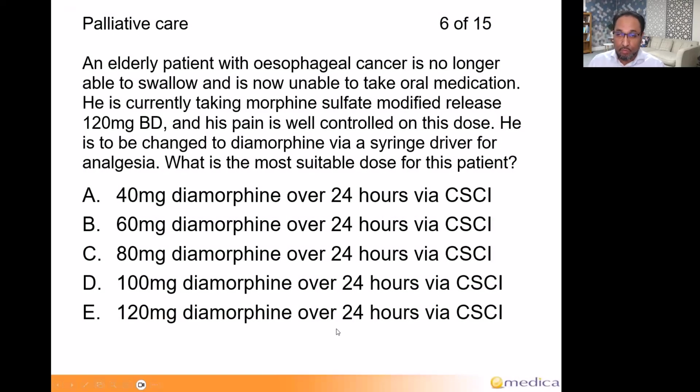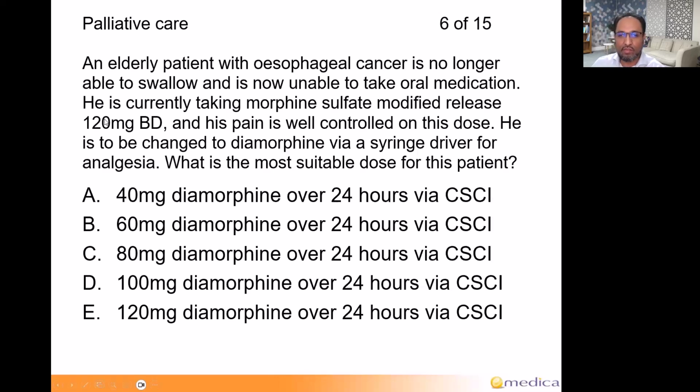Question number 6. So palliative care. In almost every single AKT ever, there's been at least 2 drug calculation questions. There has to be at least one by regulation in the exam, but there's usually 2 or more. So often there'll be 1 or 2 about pediatric type dose calculations, and then the other common type is something like this, an opioid conversion or palliative care cancer pain type question.